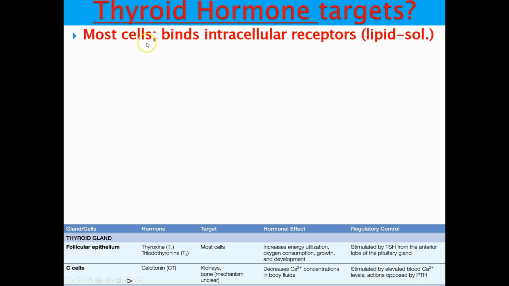All right. Targets most cells. Notice it binds intracellular receptors. So keep in mind your thyroid hormone is lipid soluble. It is a tyrosine derivative hormone, but it is a lipid soluble tyrosine derivative. Notice, reminding you of the categorization. You need to be able to categorize these hormones appropriately, and therefore, since this is a lipid-soluble substance, it binds intracellular receptors. Hopefully you know intracellular versus extracellular. These are all concepts that we've already discussed.